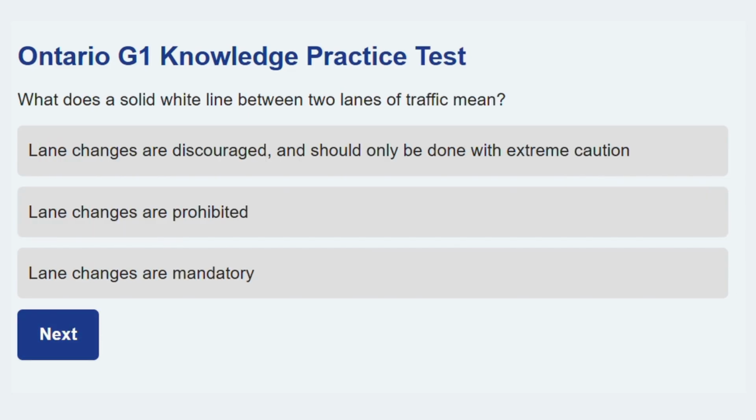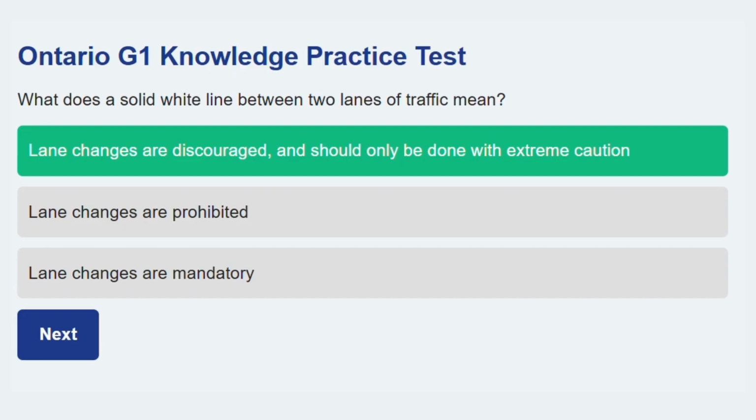Next up, what does a solid white line between two lanes of traffic mean? Lane changes are discouraged and should only be done with extreme caution. The solid white line indicates that vehicles should stay in their lane.